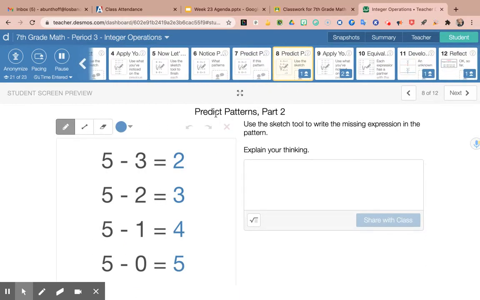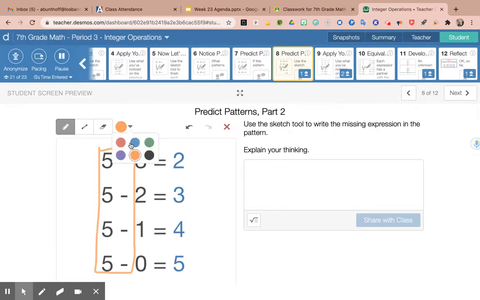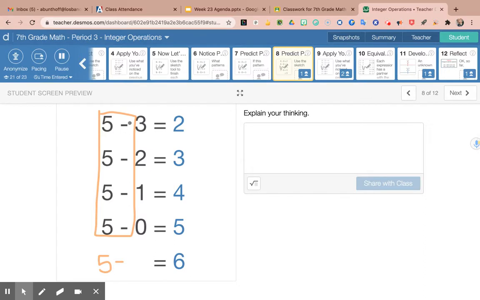Number 8, it says predict the patterns part 2. Use the sketch tool to write the missing expression in the pattern. So again, we know that the first number and the subtraction are going to stay the same, so we're going to match that pattern. And then next, it looks like I'm going 3, 2, 1, 0. So it's going down, so the next one should be -1. I know it looks weird, but that's the next number in the pattern.